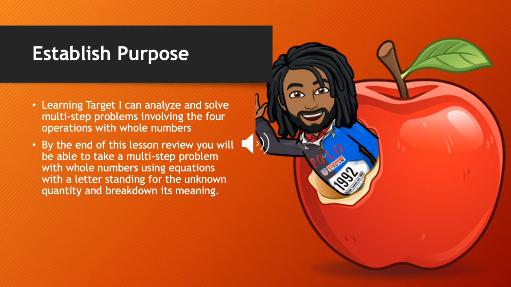Now, students, as we establish the purpose or the reason for this lesson, we're going to look at our learning target. I can analyze and solve multi-step problems involving the four operations with whole numbers. By the end of this lesson review, you will be able to take multi-step problems with whole numbers using equations with the letter standing for the unknown quantity and break it down and understand its meaning.